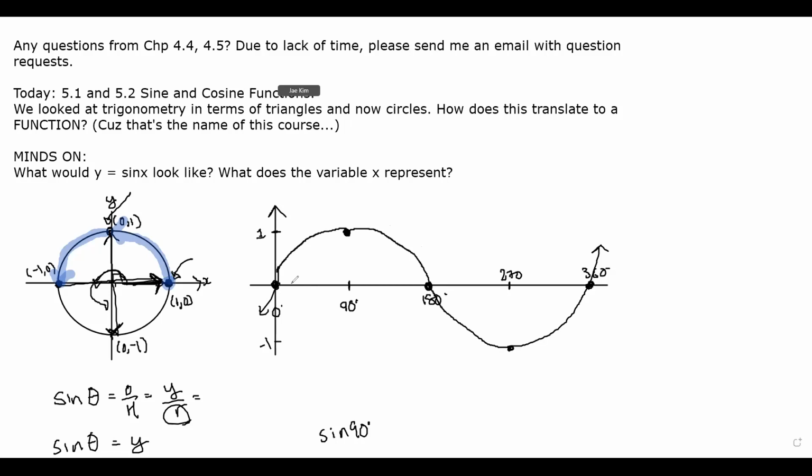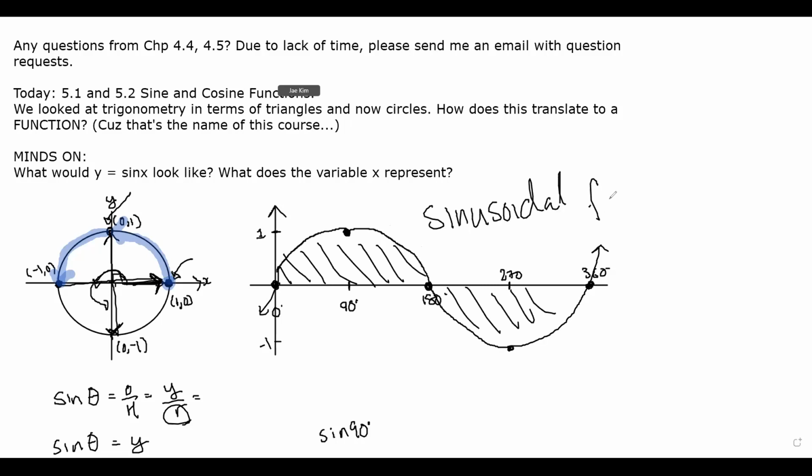This funky looking curve is what we call a sinusoidal function by definition. It's basically using a sine or a cosine as the parent function, and what we do with it you'll see much later. Today we're going to explore what it looks like, what these things mean, how that translates to real life, so on and so forth. We're trying to get familiar with that.